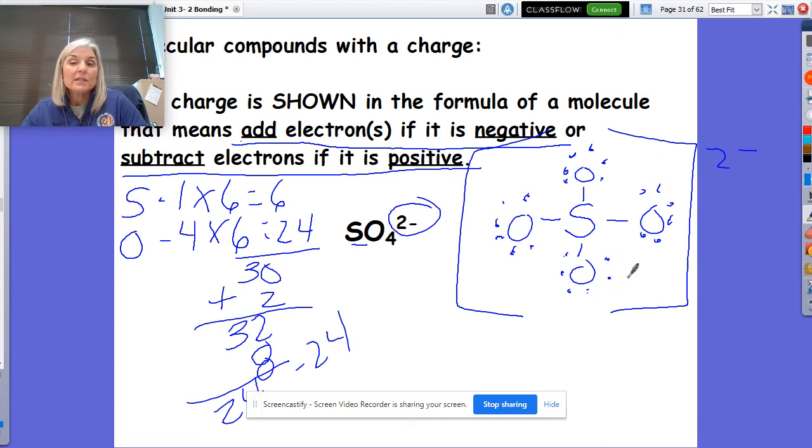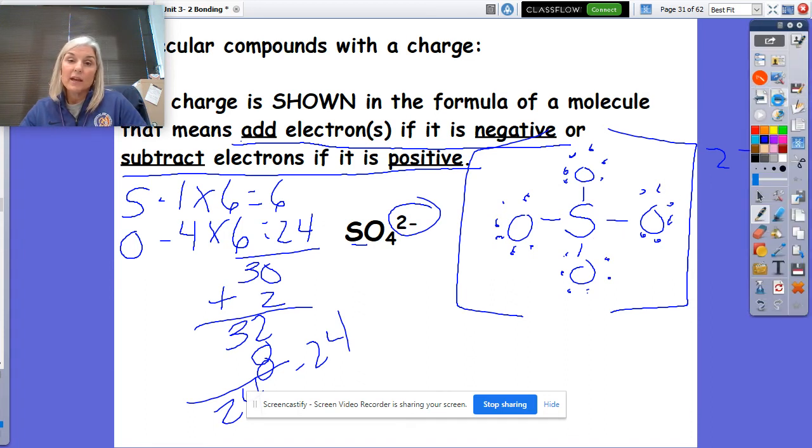So just like your resonance, you have to put it in brackets with the 2 negative in this case for that charge. Now notice there's only one way to draw this one because you don't have one side having a double bond or a triple bond and the other side having a single. All of the sides are equal because they have single bonds.